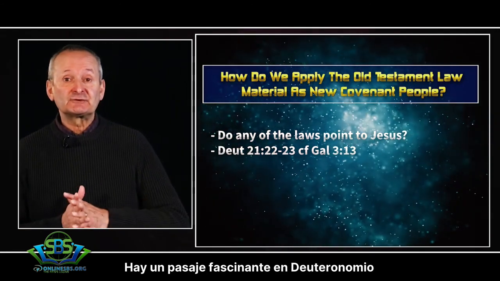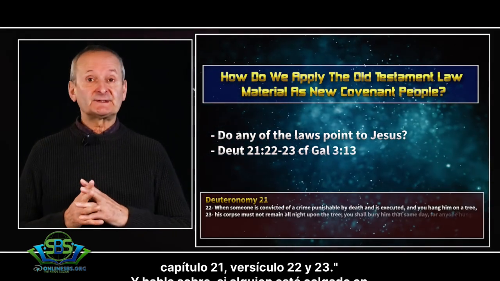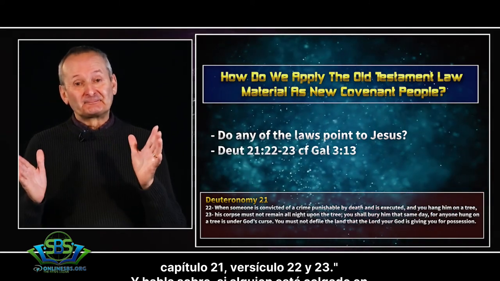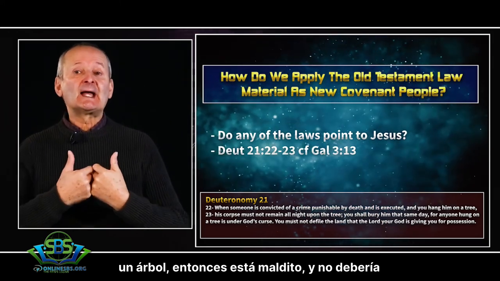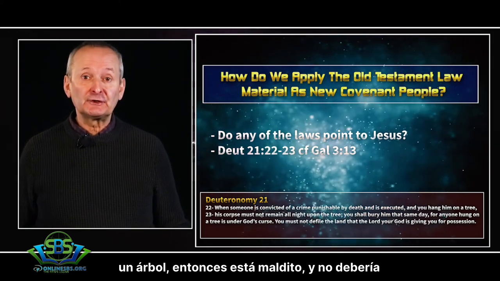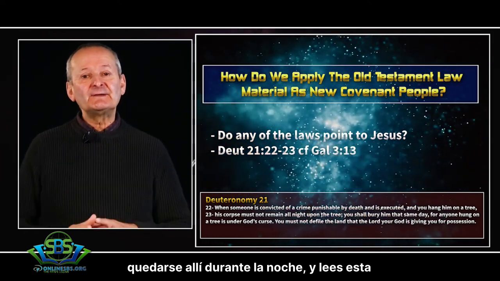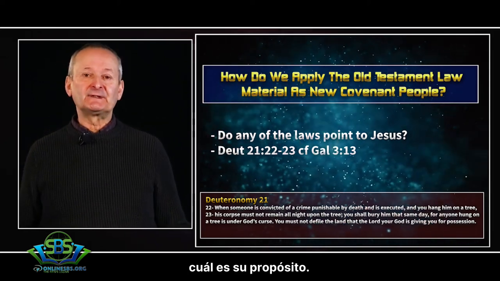There's a fascinating scripture in Deuteronomy chapter 21, verse 22 following, and it speaks there about if someone is hanging on a tree, then they're accursed. And they shouldn't stay there overnight. And you read this law and you're not quite sure why it's there or what the purpose of it is.